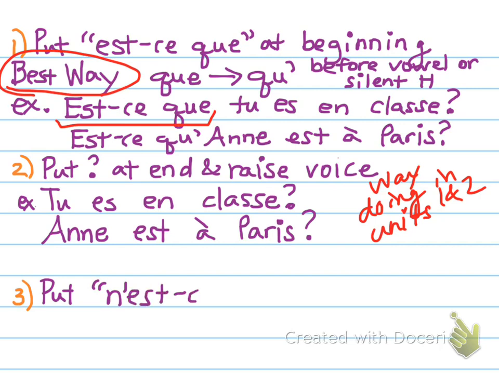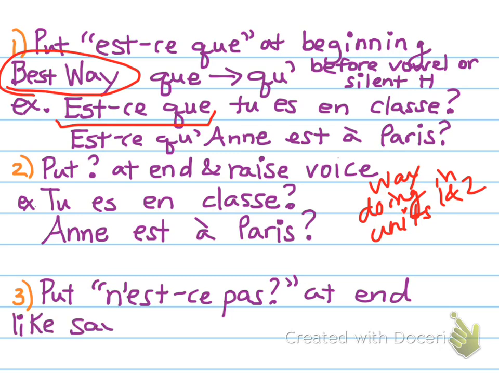Our third way is that you can put n'est-ce pas at the end of your sentence. Now, this is really the kind of equivalent. This is like saying "right" or "don't you."